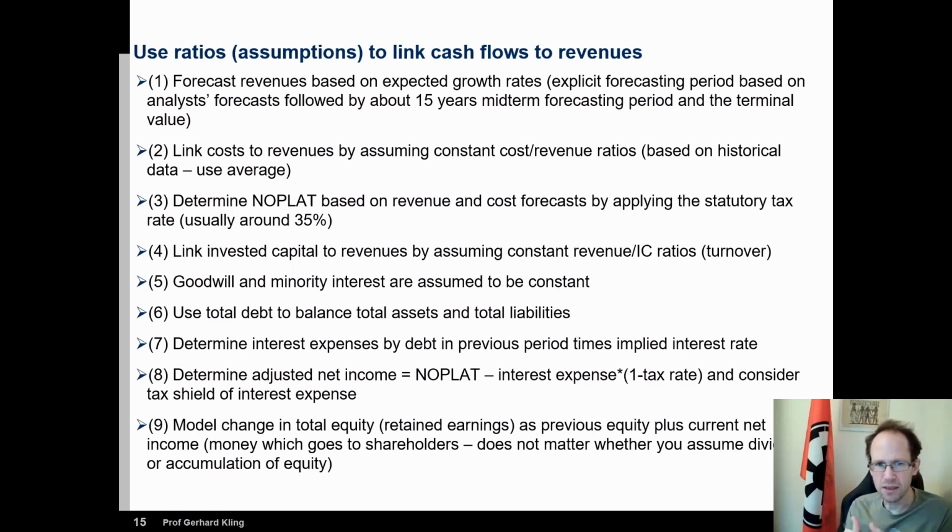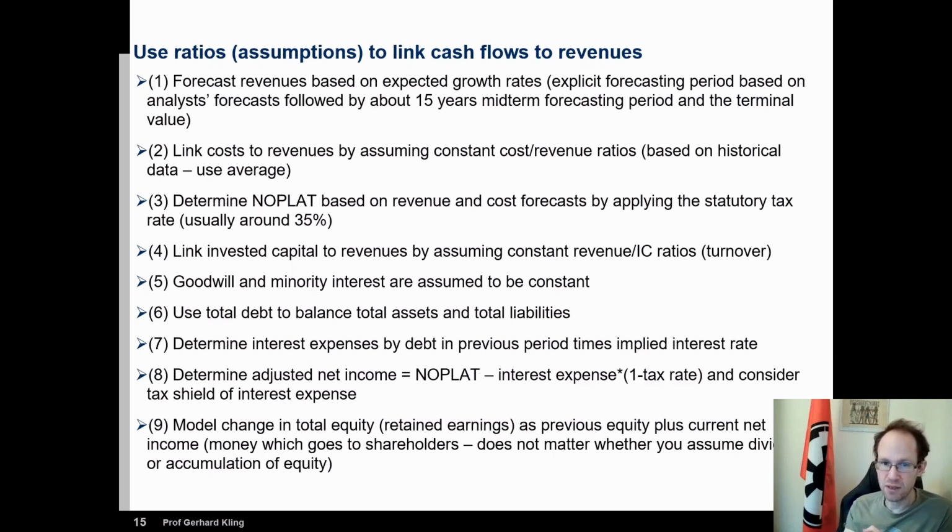And then we have to link revenues to costs. How do I do it? Well, I do it based on ratios. Yeah, we already looked at cost of goods sold revenue ratio and SG&A revenue ratio. So we use these ratios to construct operating costs. Of course, that assumes that these ratios remain constant, which might be the case in a stable business, in a stable industry. But again, these are assumptions and you might need to challenge them. And then, of course, you can derive from that NOPLAT. So that is quite easy.